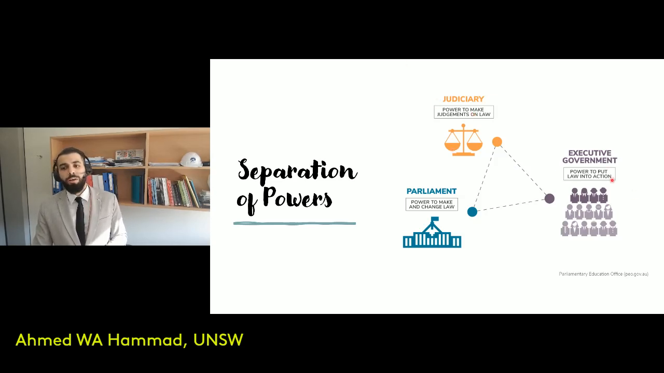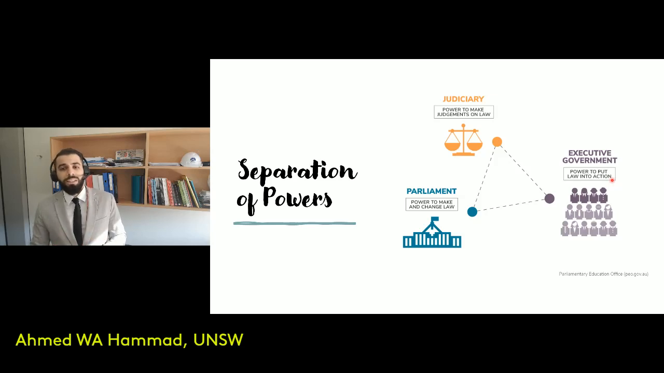Now, the third part of the diagram is the executive government. They've got the power to put law into action. Now, the executive government in Australia you can think of as basically the Queen, and it's represented by the Governor General. In the Australian Constitution, sorry, it's also implied via convention that the Prime Minister and ministers in the government are part of that executive government.